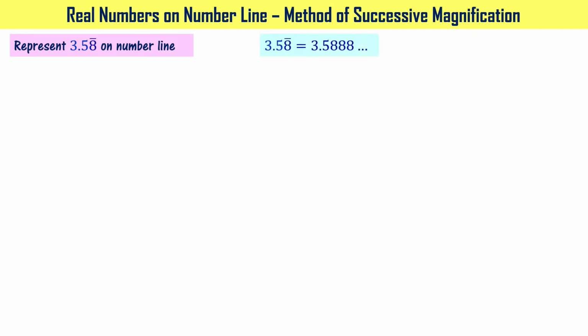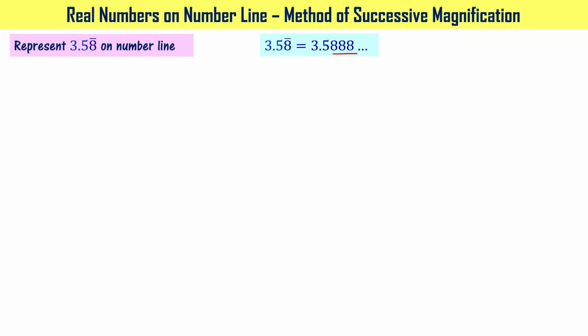Let us now represent another number, 3.58 with overbar on 8, on the number line. 3.58 with overbar can be written as 3.5888 and so on, right? This is non-terminating but recurring decimal, right? 8 is repeating.